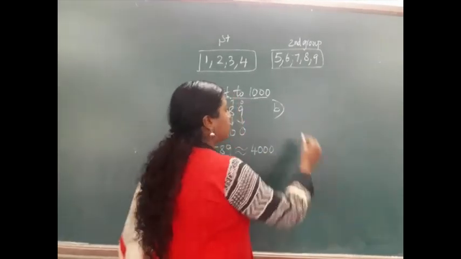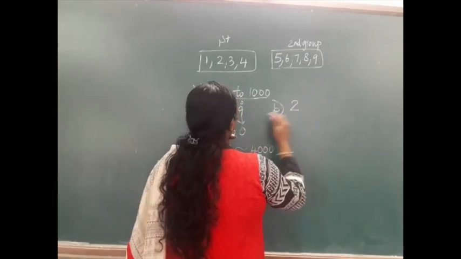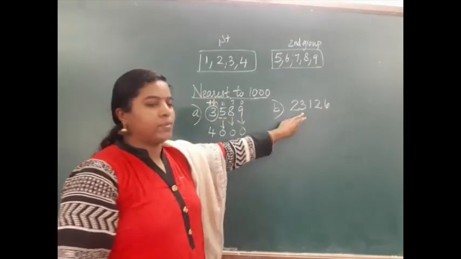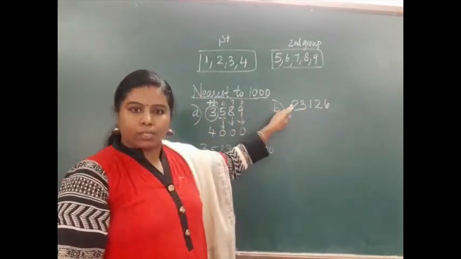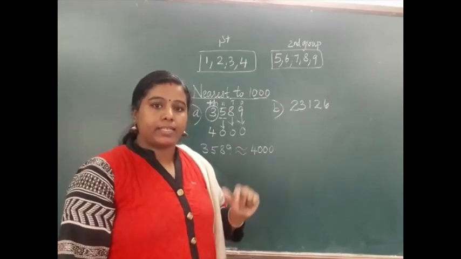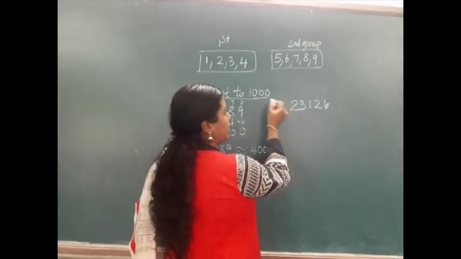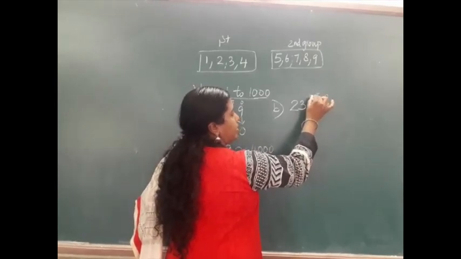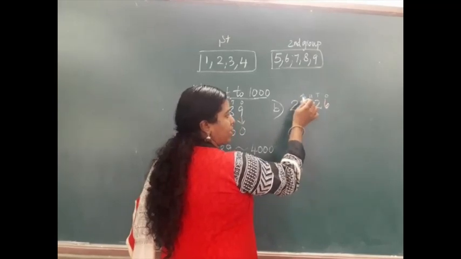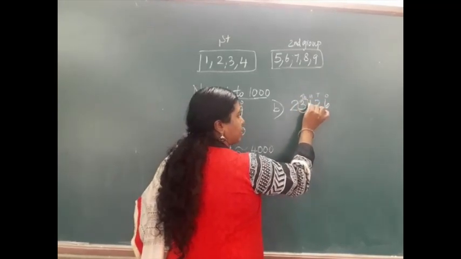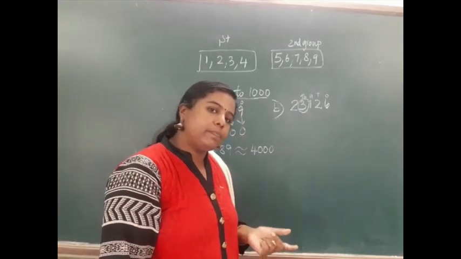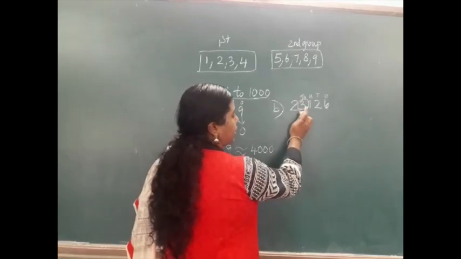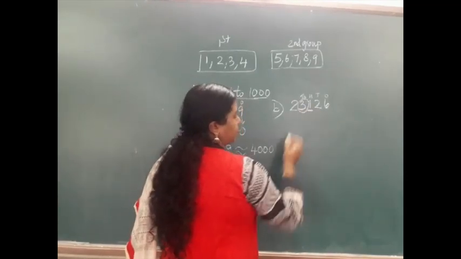Let's see another example. Here I am writing 23,126. This number we should round off to the nearest 1000. So first we have to circle the digit in the given place. Which is the given place here? 1000. So what is the digit here? This is ones, tens, hundreds, 1000. This is the 1000 place. So we have to circle the digit in the 1000 place. What is the next step? Underline the digit to the right of it. So the right side digit we have to underline.